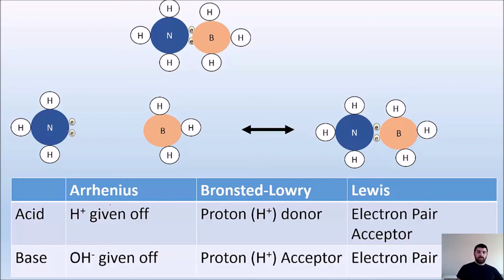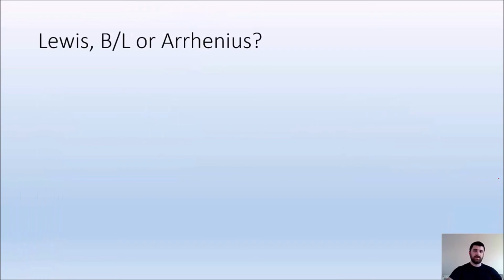And then here we have boron being attracted to the electrons on the ammonia. So let's see, we don't have H plus or OH minus, we don't have protons, we have an electron pair acceptor and an electron pair donor. So it's got to be the Lewis definition of acid-base right there.